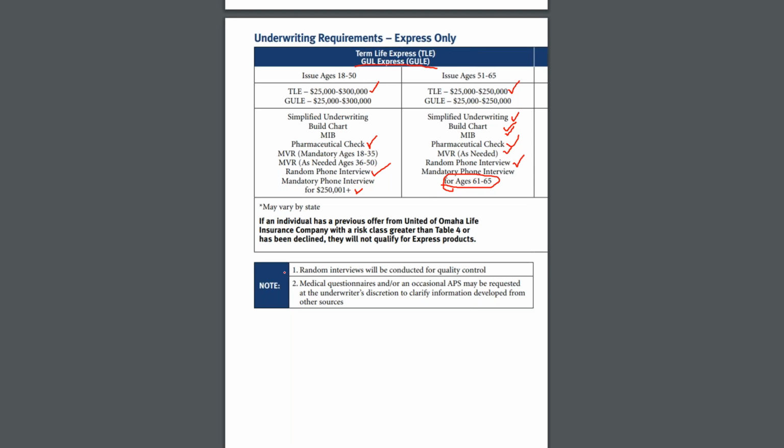And let's see, it just talks about it may vary. I'm just reading through here. Random phone interviews will be conducted for quality control, medical questionnaire, an occasional APS. Very rarely will you ever get an APS. Normally, the applications, guys, I've written have gone through very quickly, very smoothly. Just do a really good job of field underwriting. And like I said, I'm going to reiterate it: this is for your healthier clients, not for the people that have had health issues.